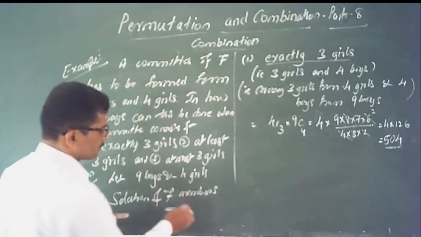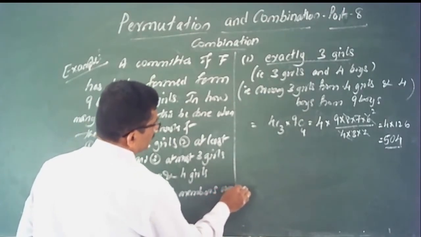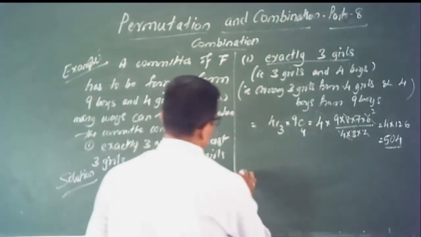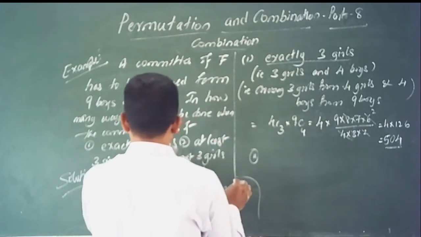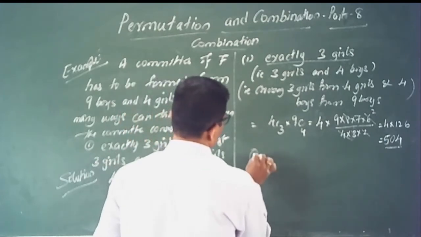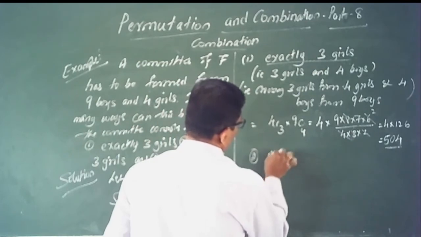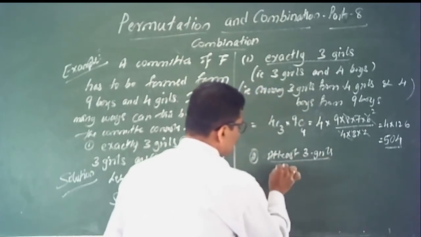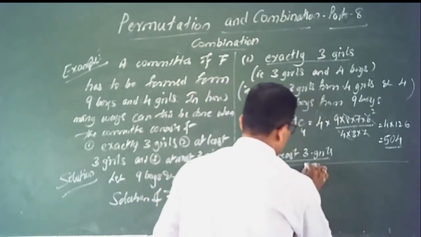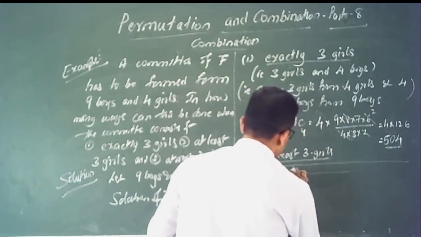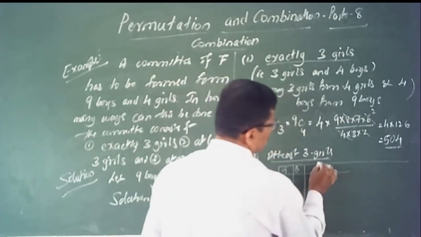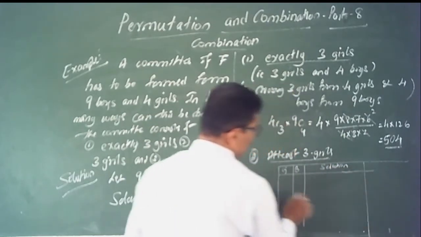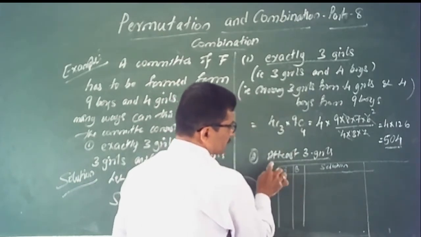Selecting a committee of 7 members, how many committees? 504. What is the second one? At least 3 girls. Here the minimum number of girls is 3. Just remember, this one is girls, this one is boys, and this one is the selection. At least 3 girls means greater than or equal to 3.